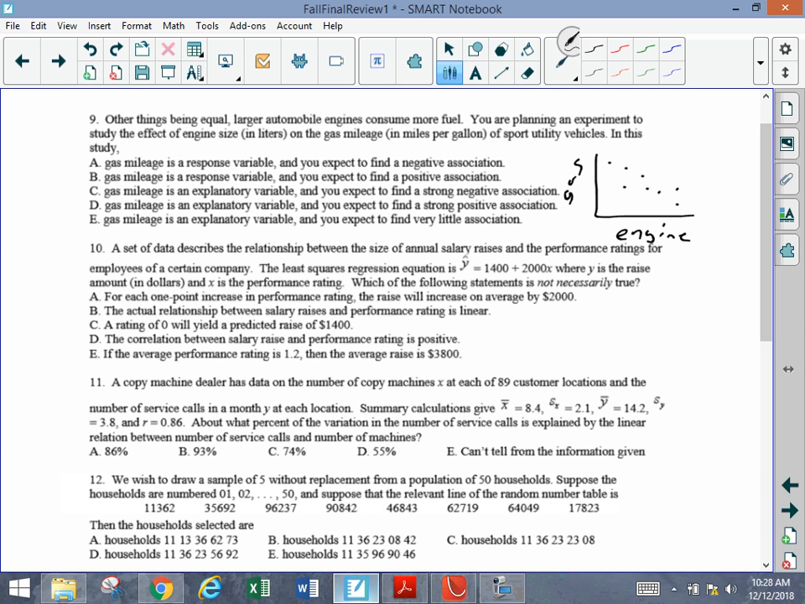So engine size is the explanatory variable. Gas mileage is the response. That's all it says. Gas mileage response, negative association, right? So the y-axis is the response variable, x is the explanatory variable. Remember, your x-axis is your explanatory variable, your y-axis is your response variable. If as your x increases, your y decreases, we're going to say that that is a negative association, and the opposite is true of a positive association.